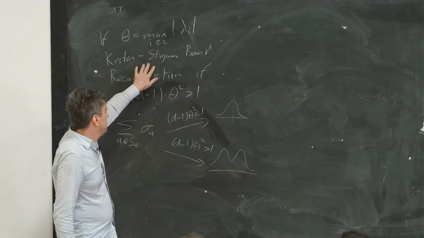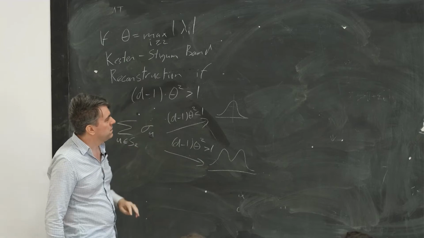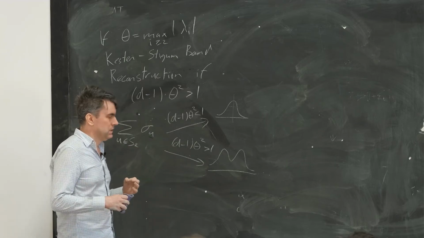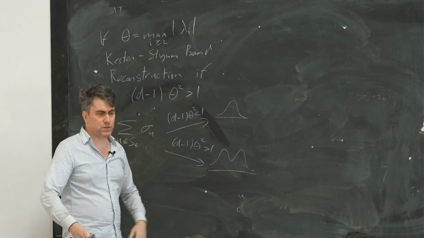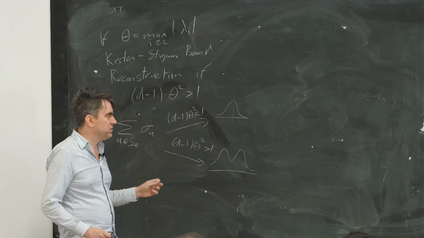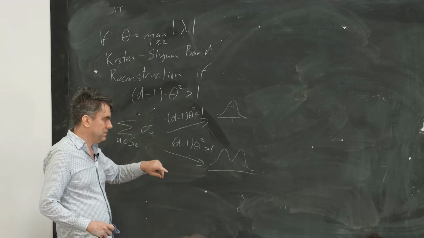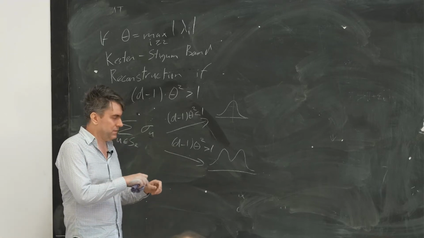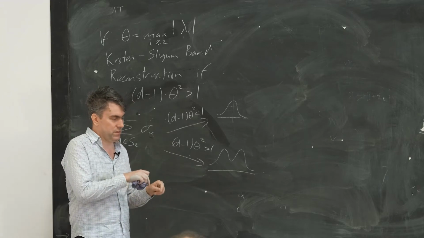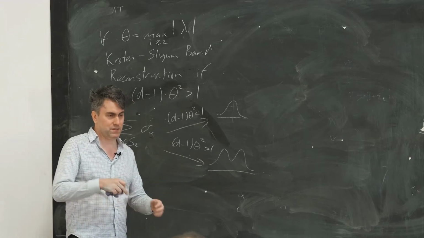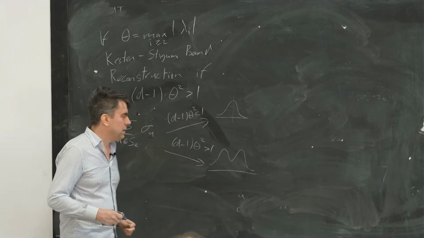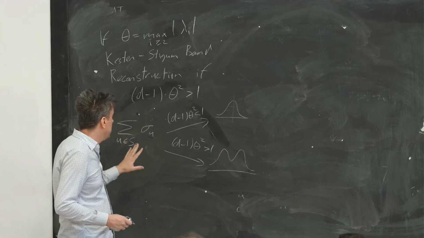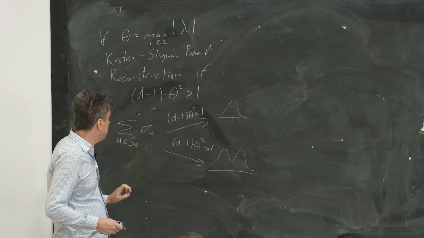So Kesten and Stigum weren't studying the reconstruction problem exactly. They were studying multi-type branching processes. And you can think of this as really a multi-type branching process where the spin of a vertex is just its type. And yeah. Okay, so this is what you would do in the Ising model.